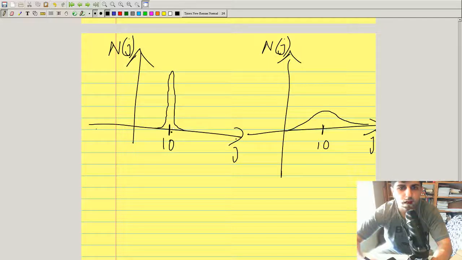Then I've got two plots, two curves, where the mode is at 10 for both curves. I've got the average and the median to be at 10, but they're different plots. They don't have the same spread. Okay, they do not have the same spread. One has more spread, the one on the right has more spread than the other.